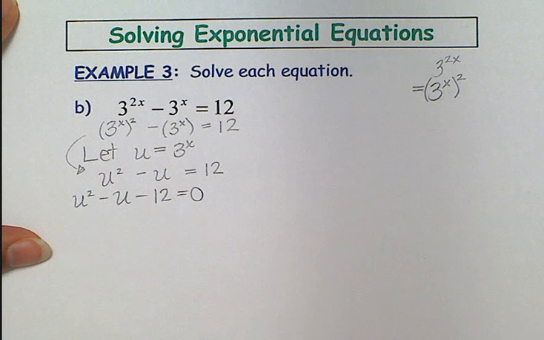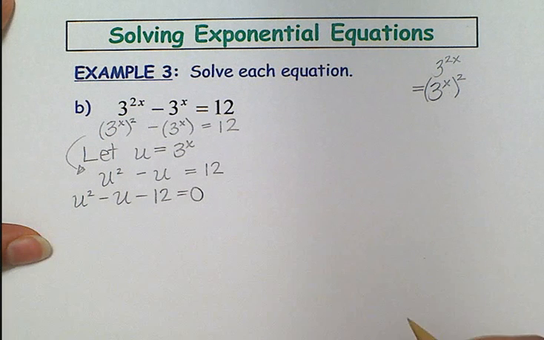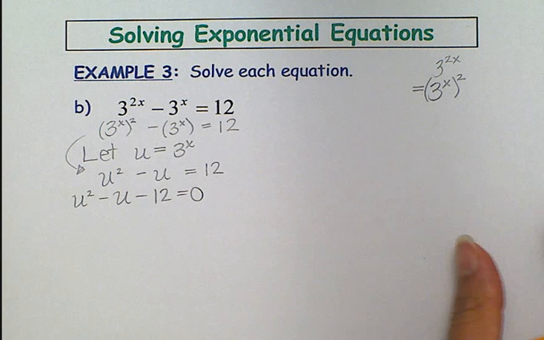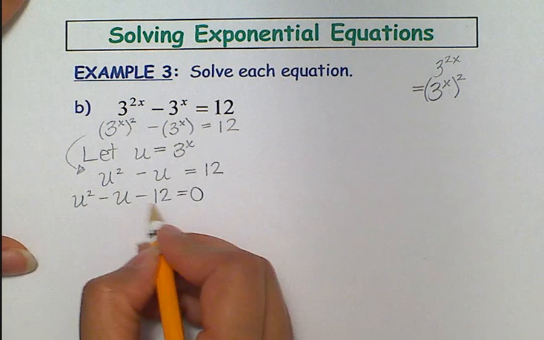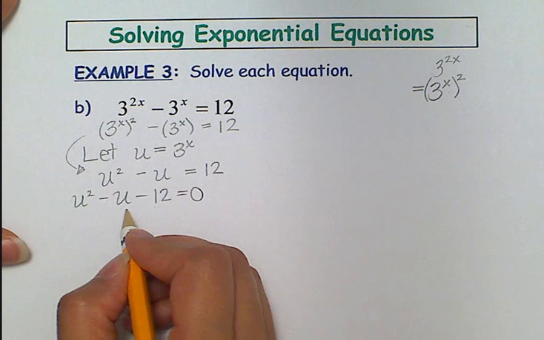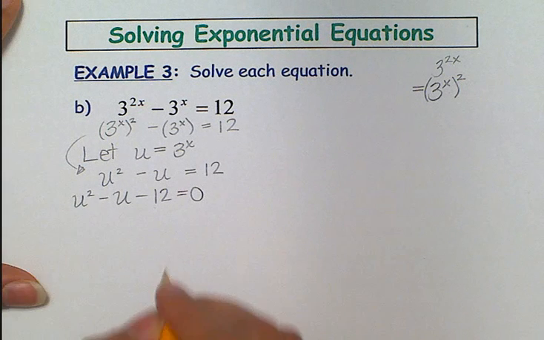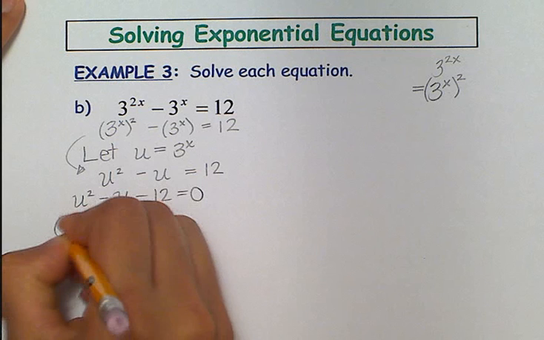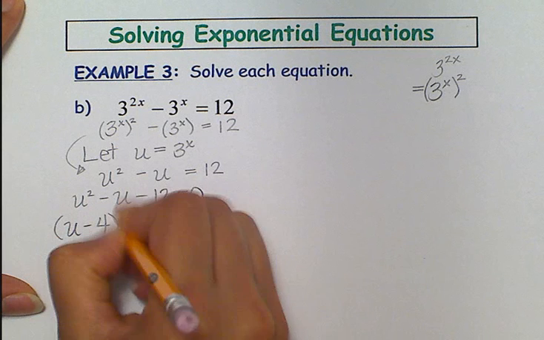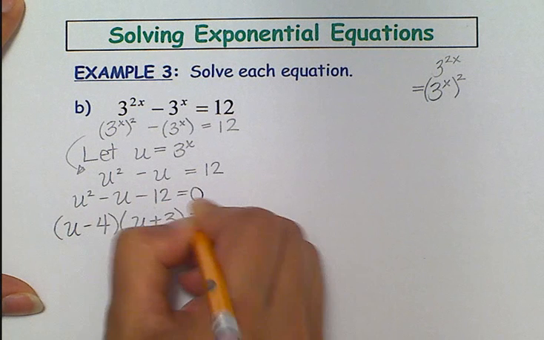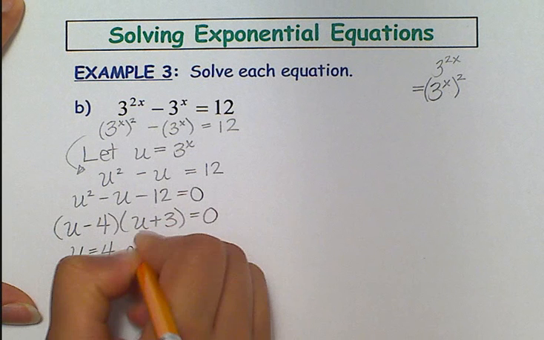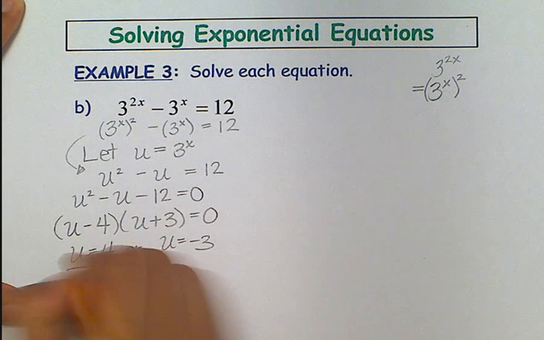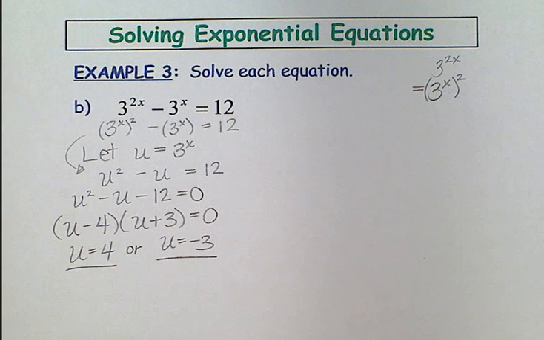And so I'm going to try to factor this. If it's not factorable, I'll use the quadratic formula. In this case, luckily, it is factorable. And so I have a product of negative 12 and a sum of negative 1. So I know the two factors would be negative 4 and 3. So I get (u - 4)(u + 3) = 0, which means u = 4 or u = -3. So there's my two solutions that I get from the quadratic equation.